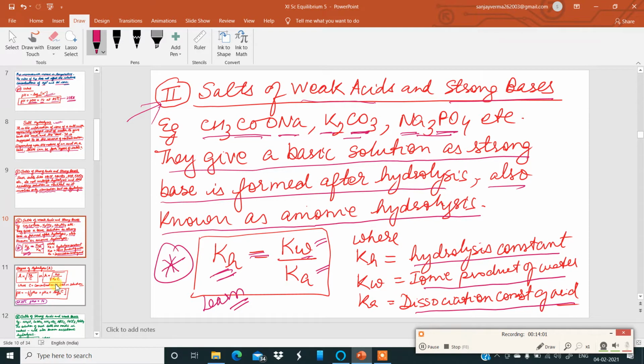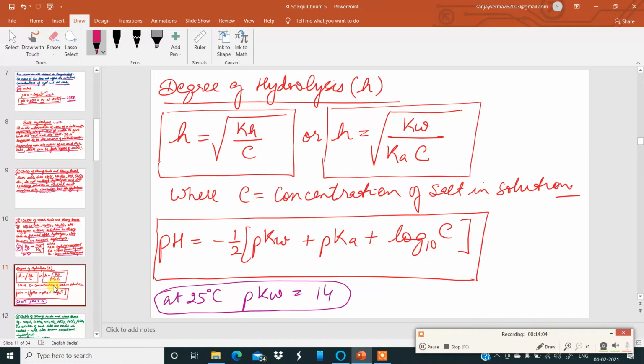Okay. Then under the same heading, degree of hydrolysis. Degree of hydrolysis when it is a salt of a weak acid and strong base: h is equal to root under KH by C, or we can write h is equal to root under Kw by Ka into C. Kw is the ionic product, Ka is the dissociation constant of the acid, and C stands for the concentration of the salt in solution. Okay, that is given over here. Finally, for numericals, you will have to apply this formula to calculate the pH, provided the ionic product is given, the dissociation constant of the acid is given, and the concentration of the salt in the solution is given. It is easy to find the potential of hydrogen ion concentration.